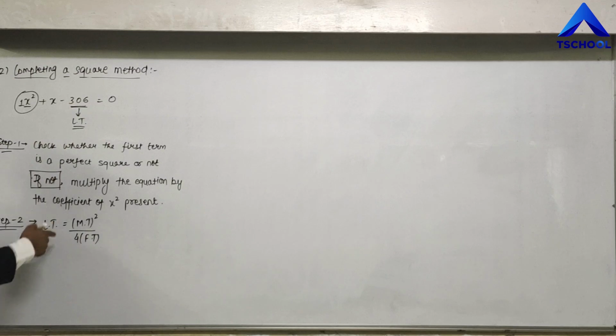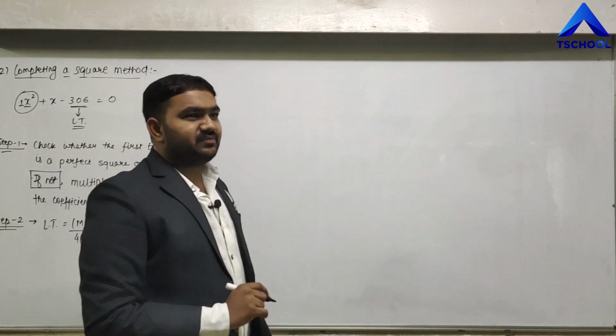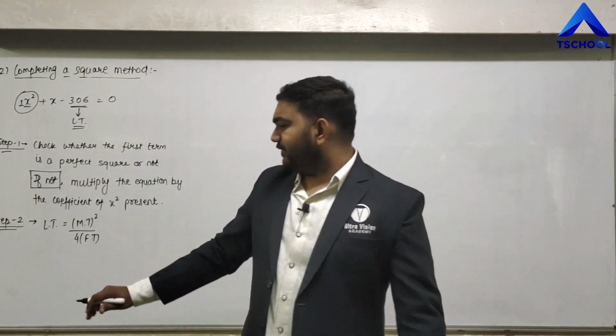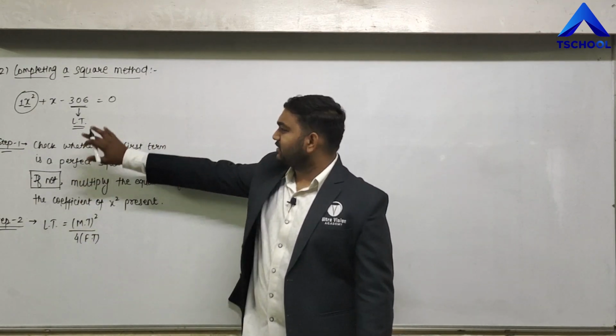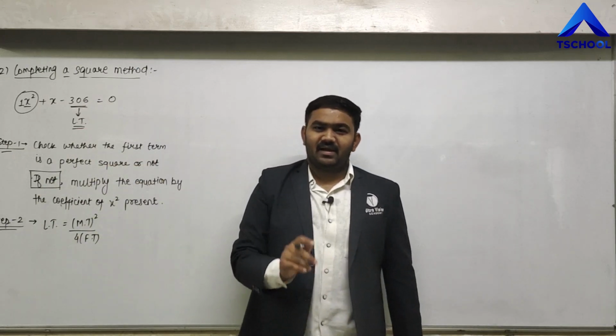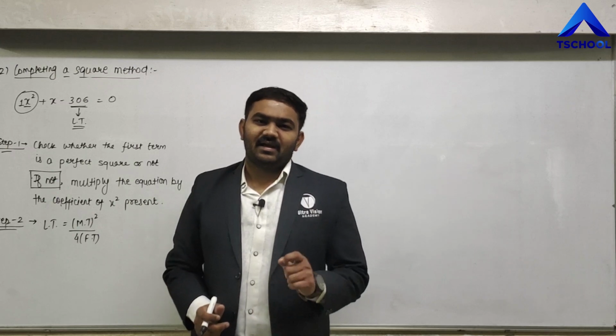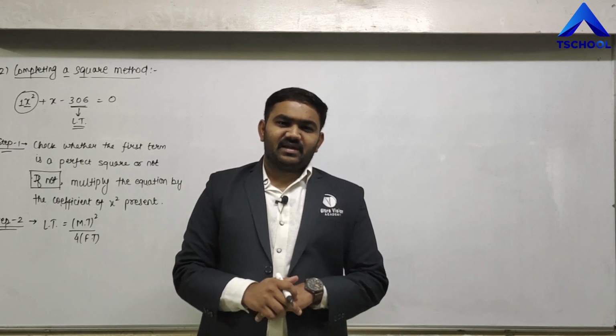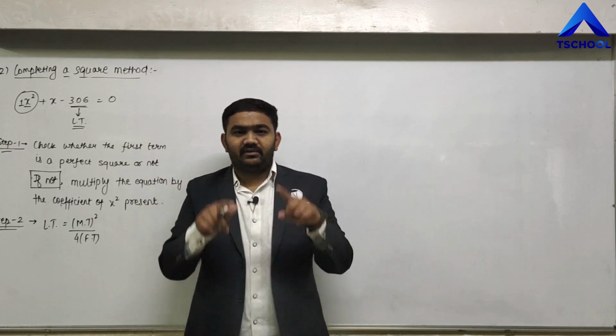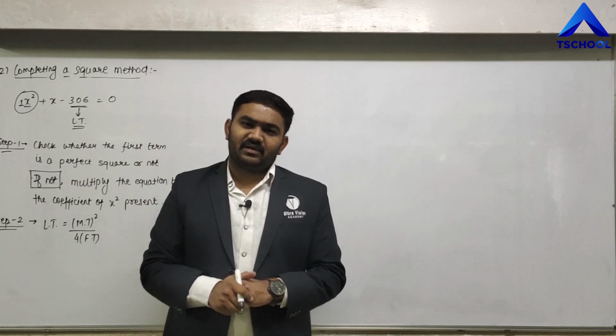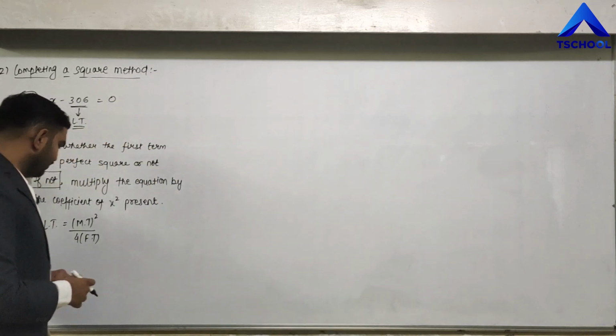You will find out the last term here. Note that this last term and the last term in the given equation will be different. Only in some special cases will the last term you find using this formula be the same as the one in the equation, and that is when the whole equation itself is a perfect square. We will see such examples later on.